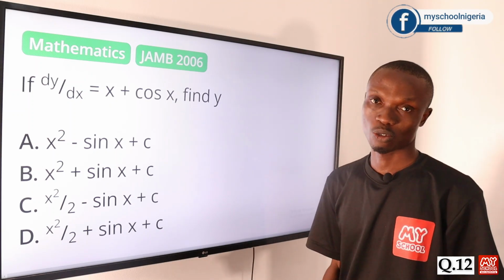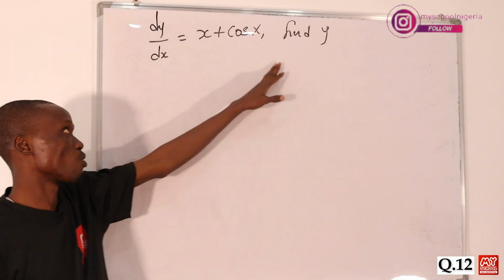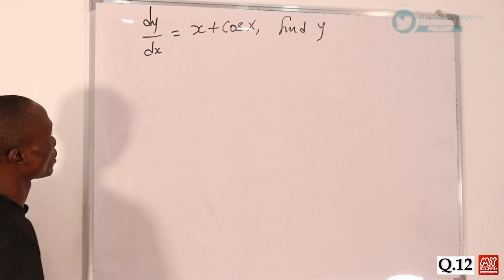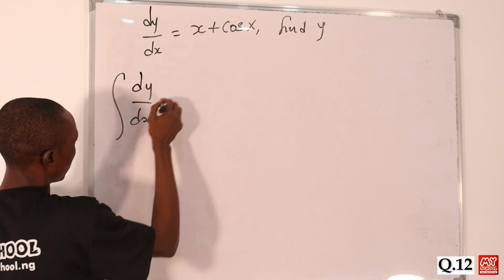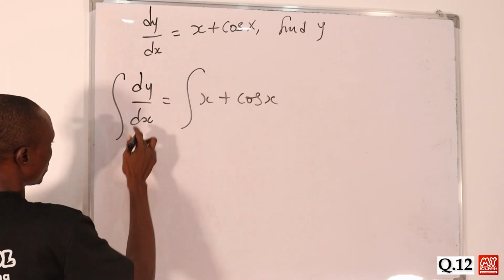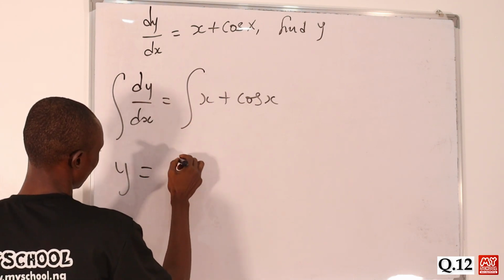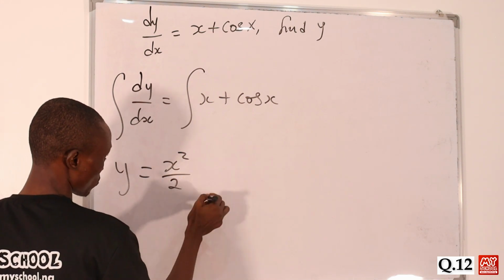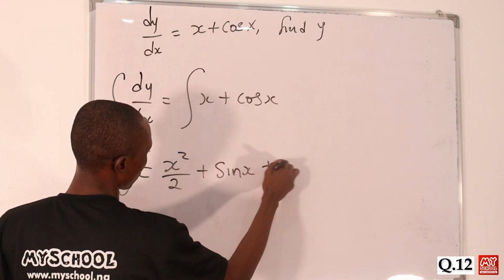So let's move over to the board to provide answer to this question. In order to find the value of y, it's just for us to take the integral of both sides, similar to one of the questions that we have solved earlier. Okay, so if we take the integral of both sides, it's equal to x plus cos s. So if we take the integral of dy/ds, that will be equal to y. If we integrate x, that will be s squared, all over 2. If we integrate cos s, that will be plus sine x, then plus c.